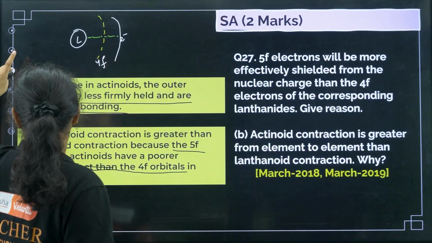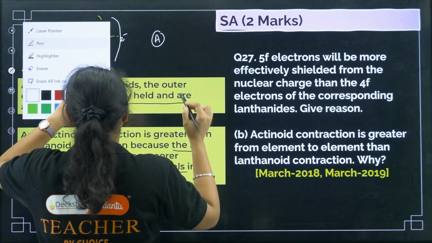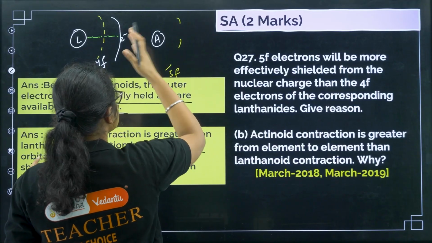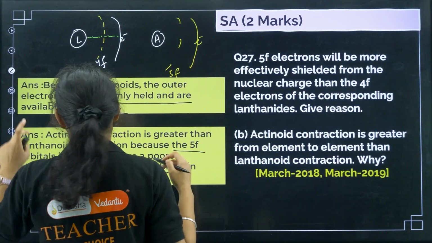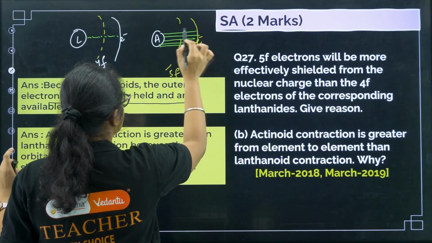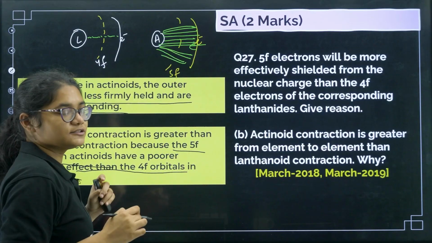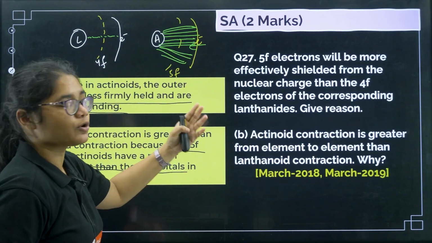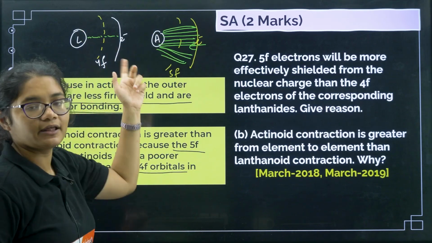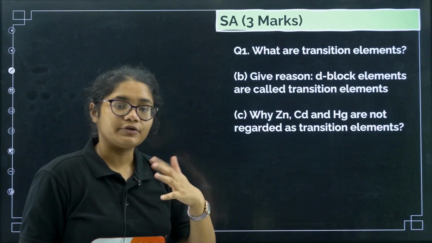But now if you consider actinoids, you have the 5f orbitals. Their shielding effect is worse than this one, right. This last electron is present here. So in that case, the nuclear force can easily reach the last shell, and it can pull the electrons better. So that is why actinide contraction is stronger than lanthanide contraction. Why? Because 5f has a poorer shielding effect than 4f. Clear?